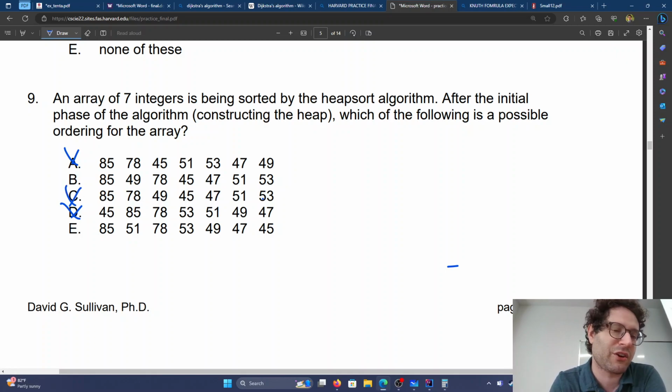And finally, let's double check the last one to make sure I didn't make a horrible mistake. 85, 51 versus 53 and 49. We've got a conflict right over here with 51 and 53, so the answer has to be B.